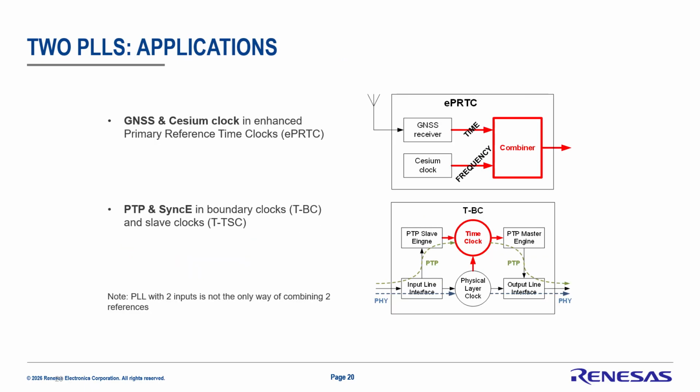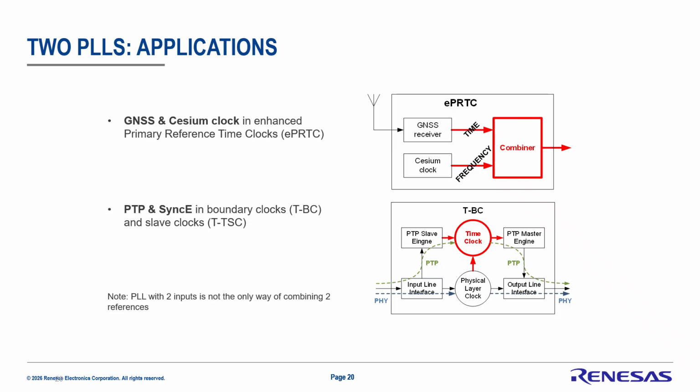There are already many examples of doing clock combining in order to get much more stable clocks coming out of the outputs. Below are a few applications. One is like an enhanced primary reference time clock, which was introduced in some of the tutorials and you'll hear more about at the conferences. Here you're combining the characteristics of the GNSS receivers, which contain time, along with maybe local clocks like a cesium clock, which contain frequency, and combining them to represent a single clock at the output.